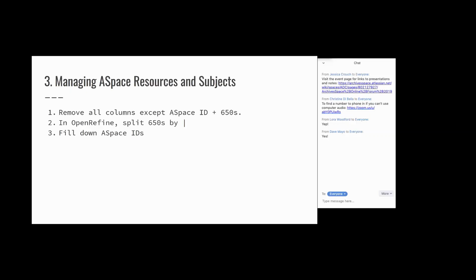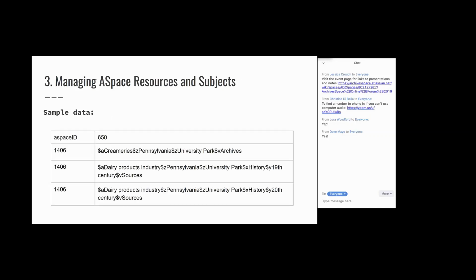So I used OpenRefine to split the 650s on the pipe character, and then I filled down ArchivesSpace IDs, and I have another data sample coming up. For the same thing here, you would see it had split on the pipe, so now there's 3 650s, and then I filled down the ASpace ID field so that there's one paired with each. So now I essentially have a pairing of the ASpace ID and the full textual string, although with subfields, which is important for later, of each subject.